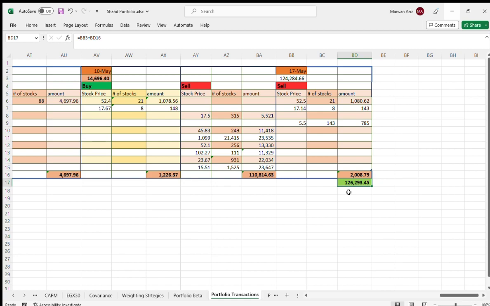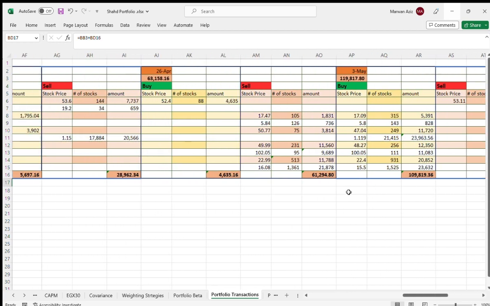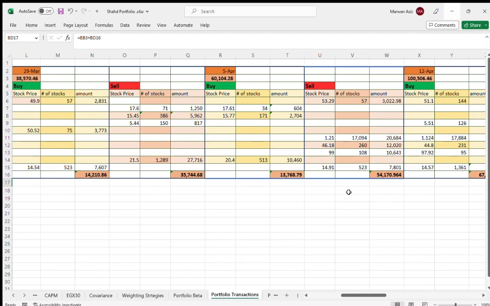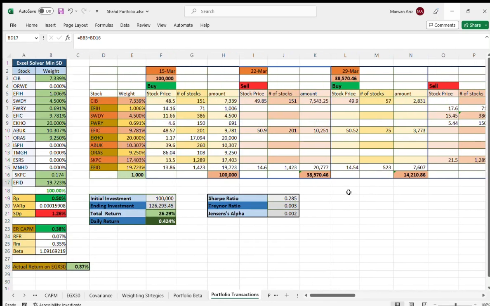Also, I had around 70 transactions, so on average I had 6 transactions each week. Here we can see the initial investment and the ending investment, and to get the total return, I subtracted the initial investment from the ending investment and divided by the initial investment, and I had a total return of 26%. And to get a daily return, I divided by the number of days I was investing through.